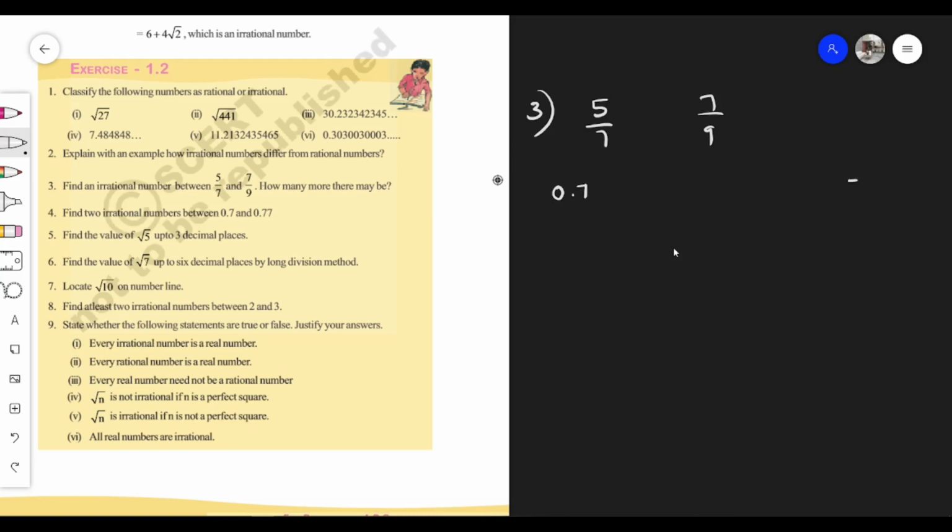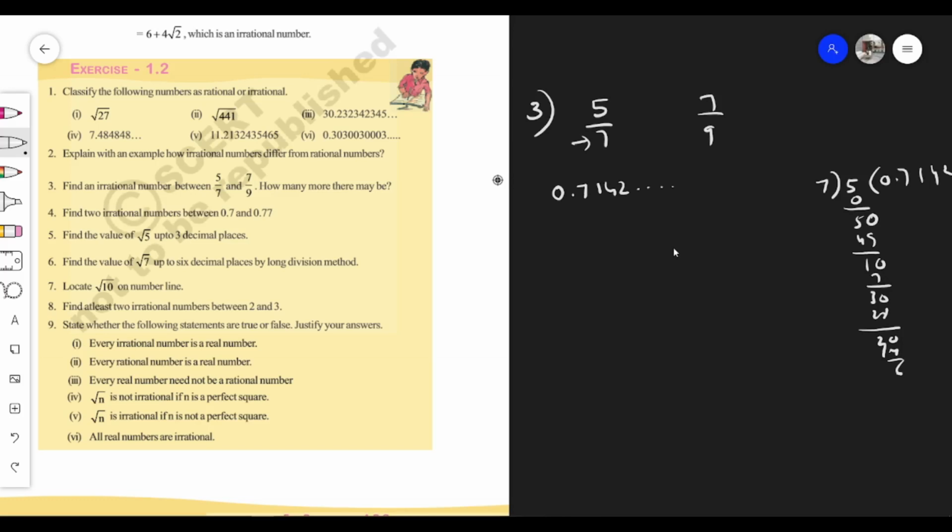Right, 5 divided by 7, 0.7, yes. 7 7s are 49, 1 0, 7 1s are 7, 3 0, 7 4s are 28, 2 0, 7 2s are 14, like that. Anyway, you get 0.71142 and so on. At some point you may get a repetition. You know it is non-terminating. Observe the denominator. We have obtained a principle to find whether it's terminating or non-terminating.